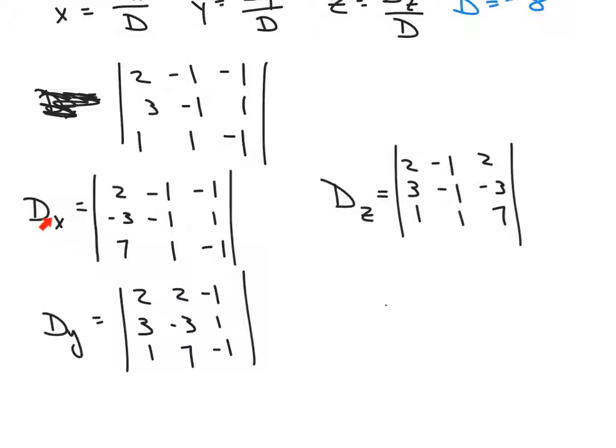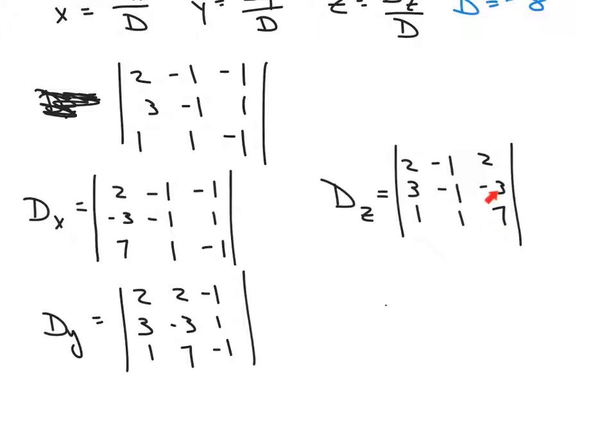Okay, so D of x, in the first column goes your answer. D of y, second column gets your answer. D of z, third column. So it's kind of like, okay, x, y, and z. X is the first column, y is the second, z is the third.